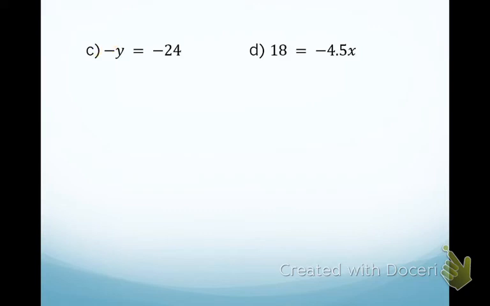So technically, I could stick a little 1 right here because sometimes it helps us to understand. That means it's being multiplied by negative 1. Now, in order to get rid of negative 1 when you're multiplying it, the opposite would be to divide by negative 1.